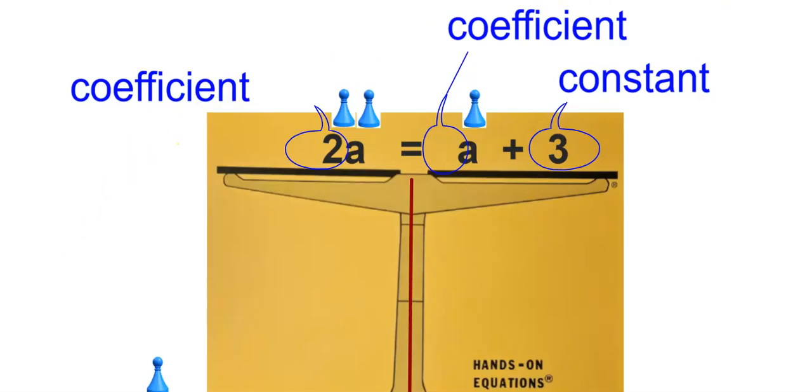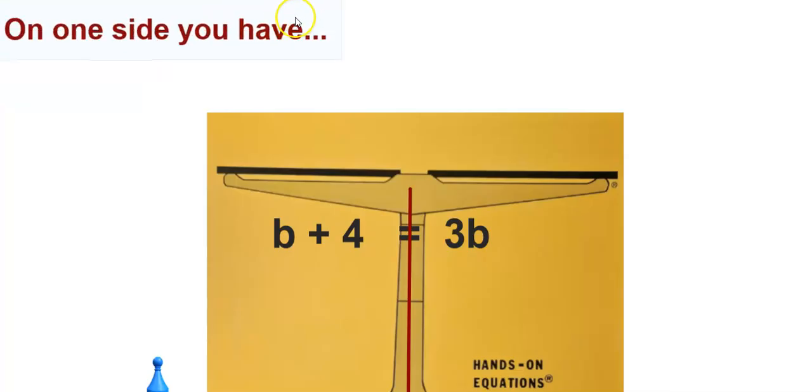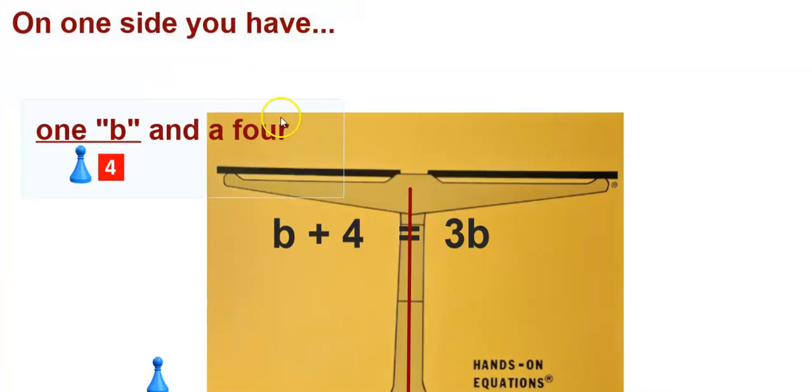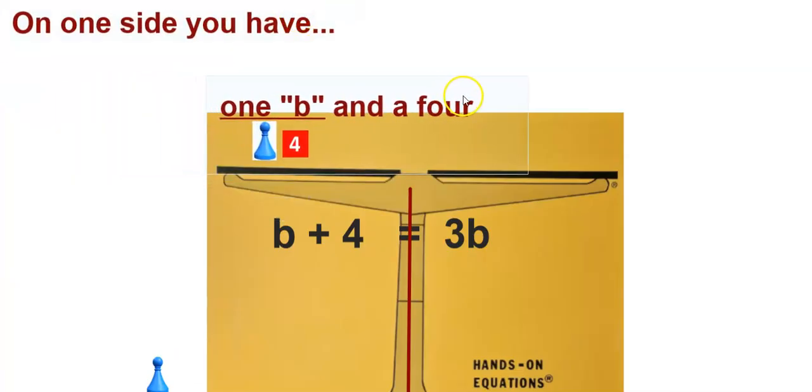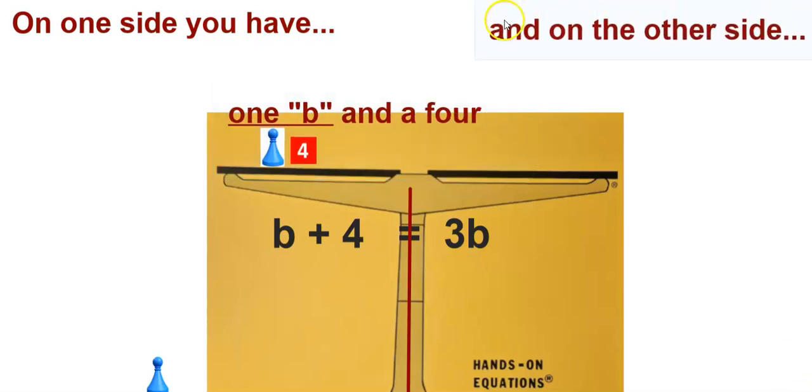So let's go ahead and look at what problem 2 looks like. I have b plus 4 equals 3b. And what they're going to be saying is, on one side, you have 1b and a 4, and on the other side, you have 3 b's. I would encourage you to bring students up in the front of the classroom on your teacher set and say these things out loud. It encourages them to see how this is done.